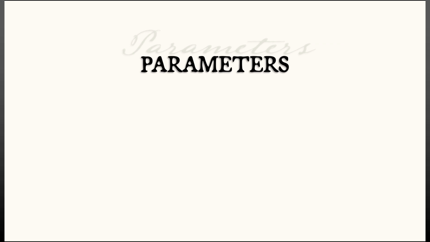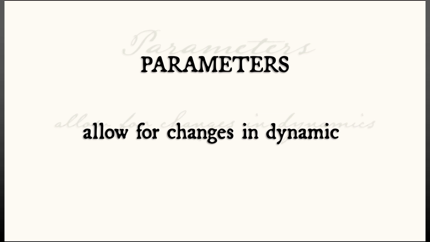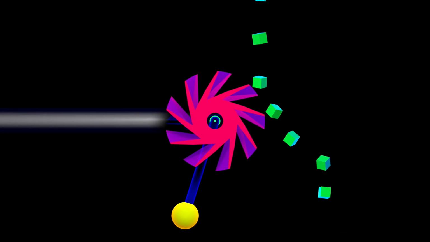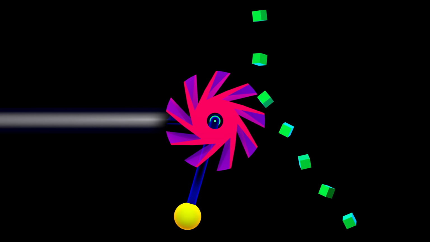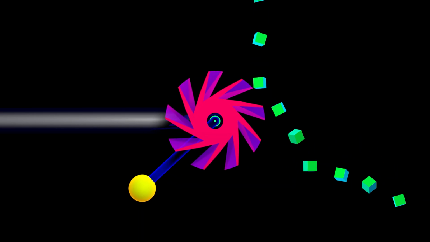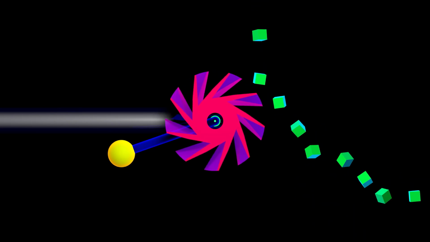After learning about equilibria and how to classify them, we're going to turn to parameterized dynamical systems. Systems with constants or parameters that, when you change them, allow for changes in the dynamics. These changes are called bifurcations. Now, what does that mean? Well, we're going to have to unpack that.